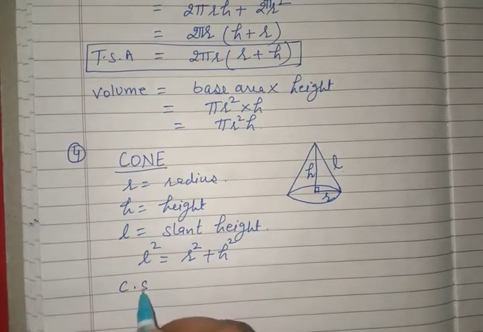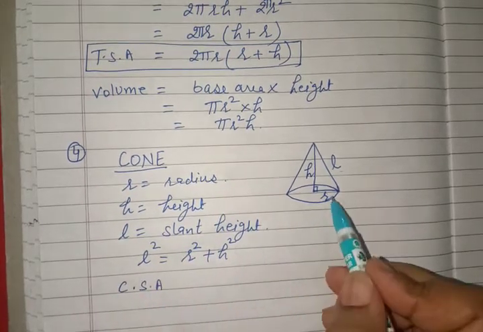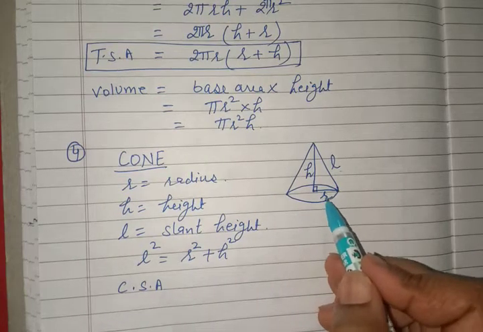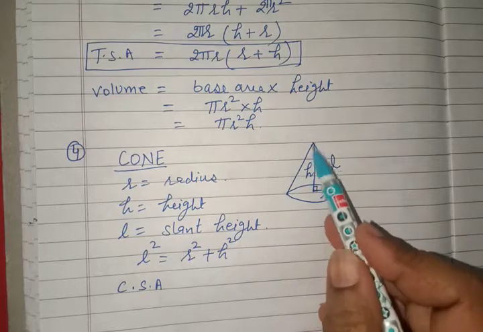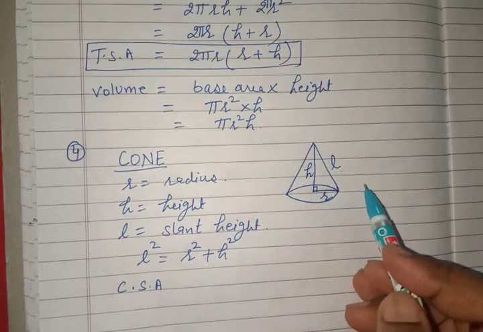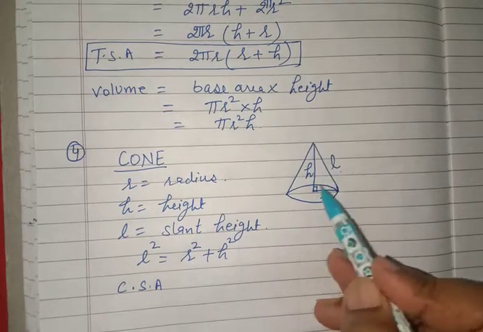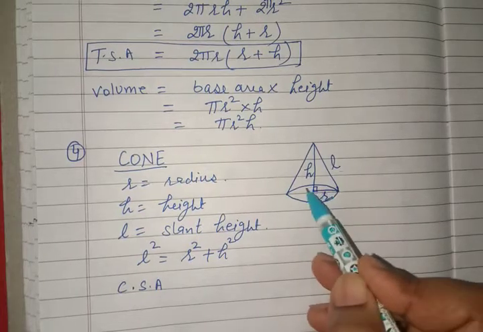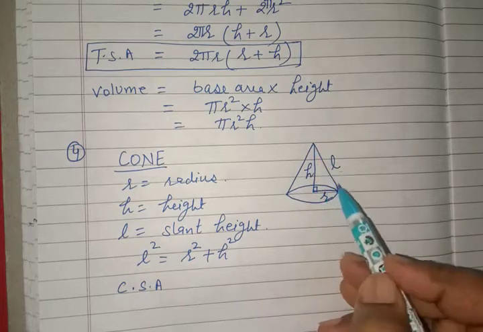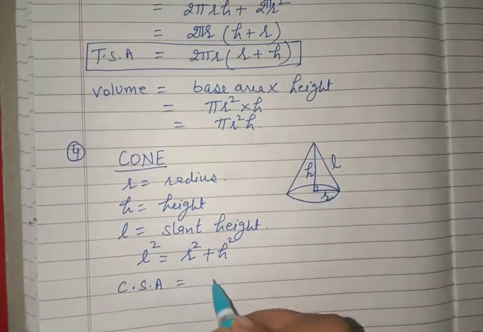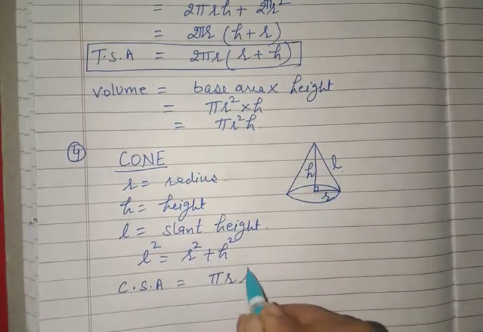Now the word is curved surface area. Curved means again without base. But first thing is how many faces it has. It has two faces. One is this curved part. You must have seen the Joker's cap and ice cream cone. First is this curved part and other is this base. So we are considering curved. Curved means only this curved part. Formula for this is pi r l.